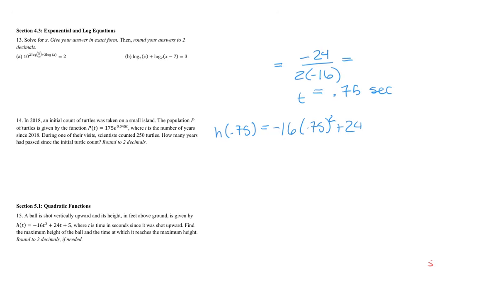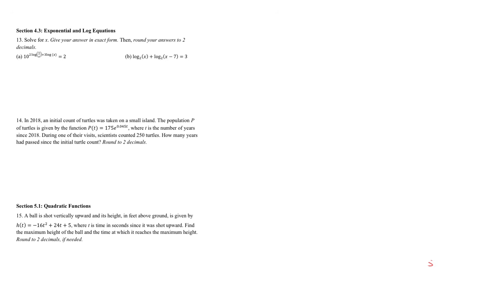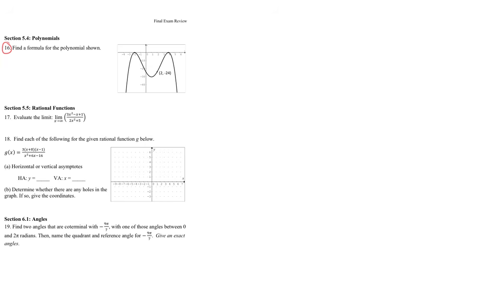Plus 24 times 0.75 plus 5. And then once I do that, I should get 14 feet is the maximum height. Okay, great. Moving on to number 16, we're going to find the formula for the polynomial shown.